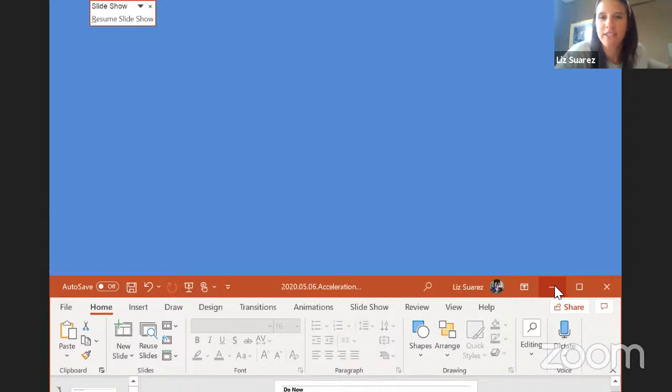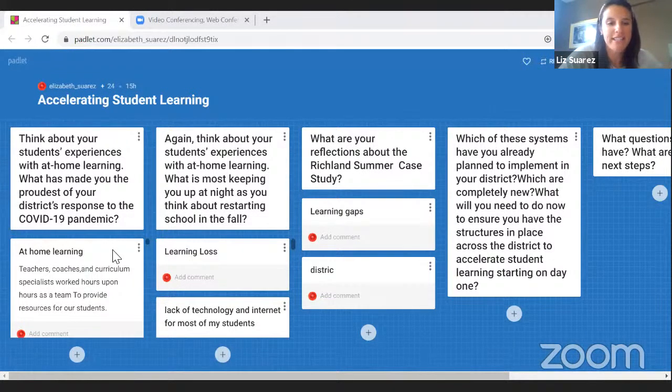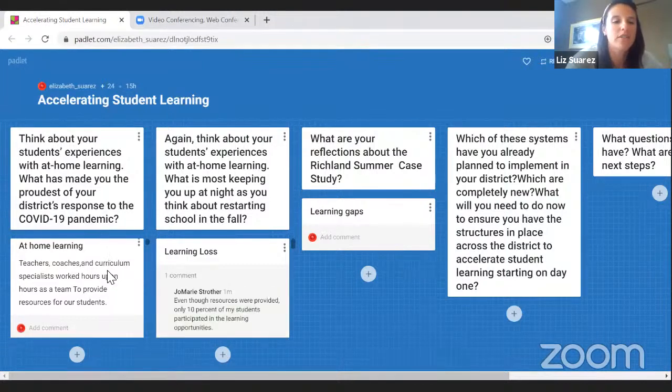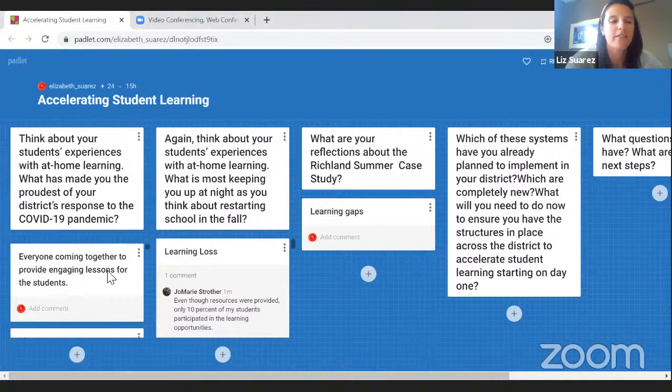The link to the Padlet is in the chat if you did not get it before. So hopefully you can see the Padlet a little bit as we're looking. For now, just focus on these first 2 questions. We'll spend a little bit more time here.